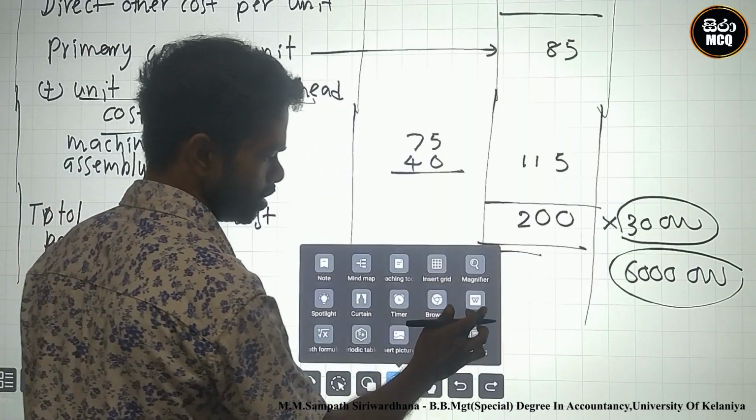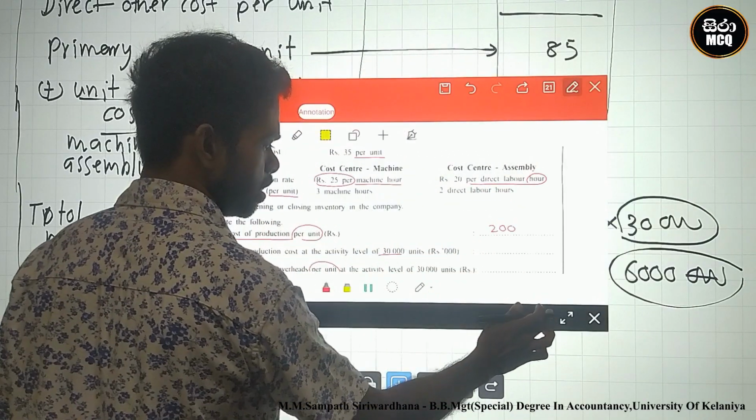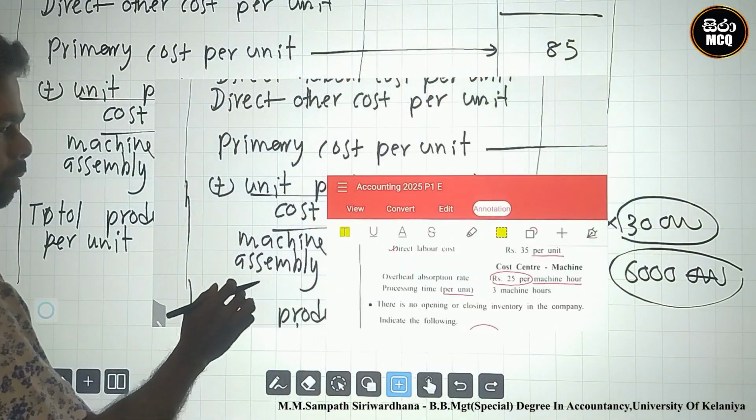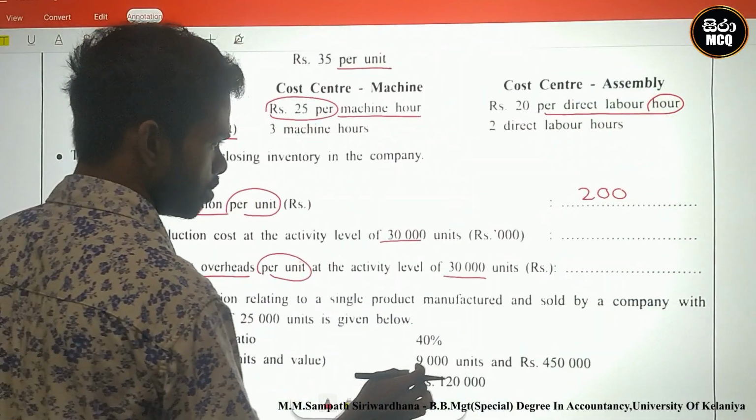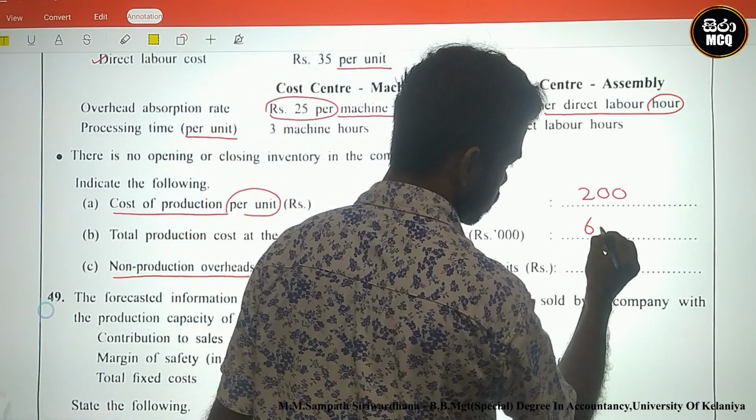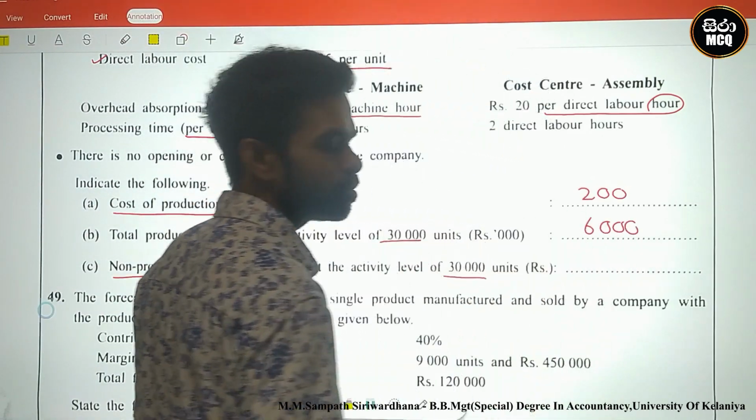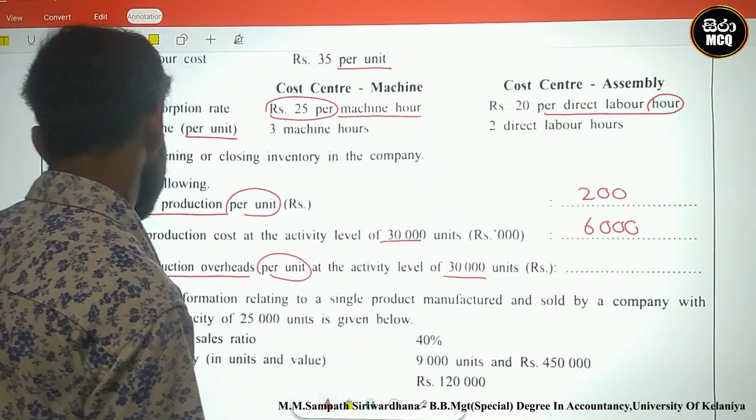Okay, this is a 1,000. We can identify the requirement is 1,000. Look here, the requirement is 1,000. Therefore I can use the 1,000 and cut the 3 zeros. Therefore we can identify 6,000.